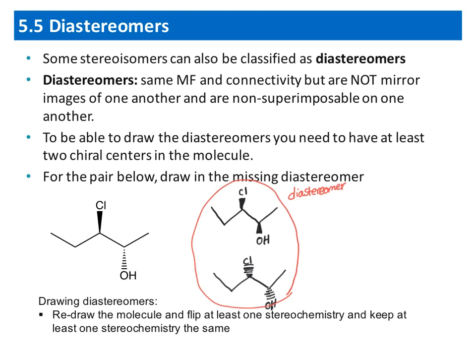Now, if I want to draw its enantiomer, again as a practice, I'm going to draw the same bond connectivity. Now I need to flip everything. So this is chlorine and OH, and to flip that, chlorine should be in dash and OH must be in wedge. So this is its enantiomer.